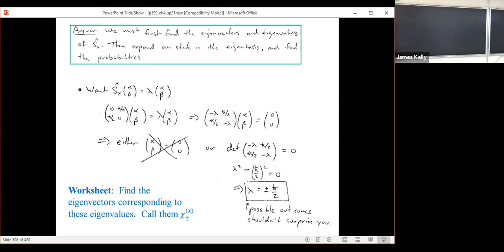We're looking at problem 3, finding the eigenvectors associated with the 2 eigenvalues I just showed you there.